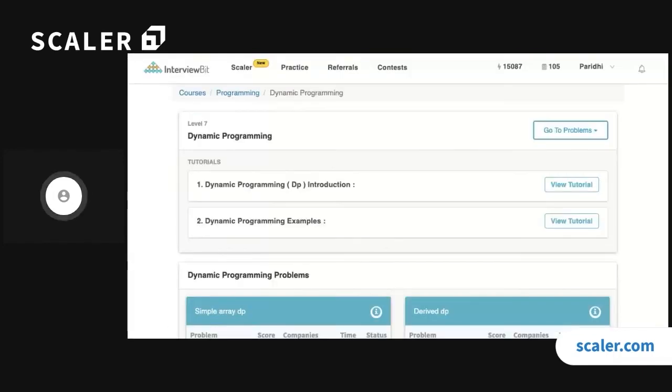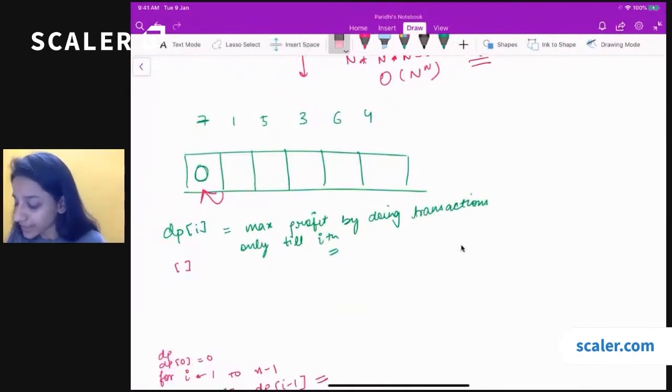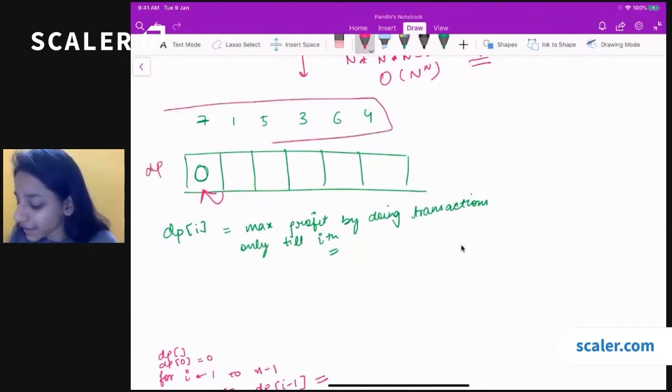Cool. So let me actually take you through the question that we discussed previously. I think a few of you had doubt in that. We are doing DP and we were doing it in a bottom up manner. You should know what the state of the DP is, what these cells represent. So this is the DP array and this is the given array.